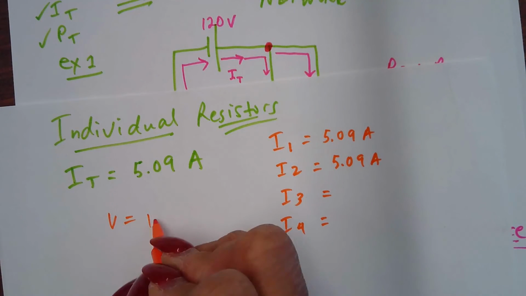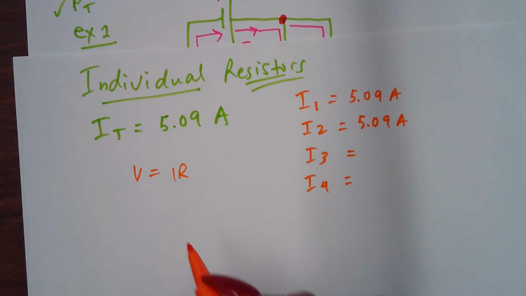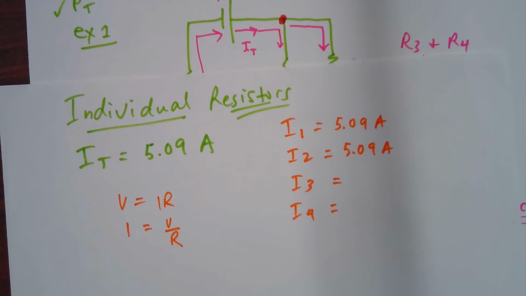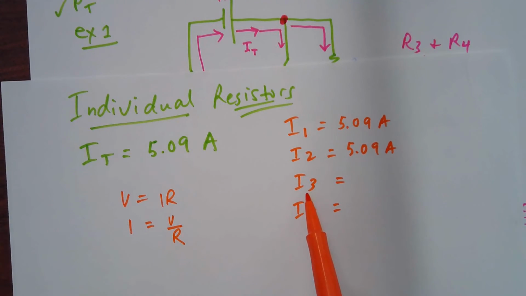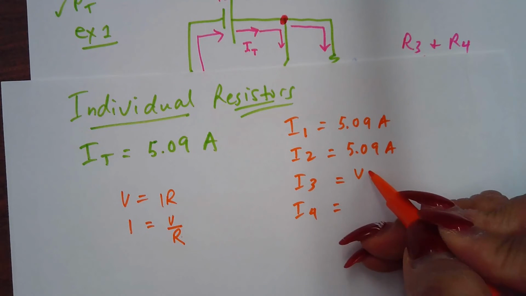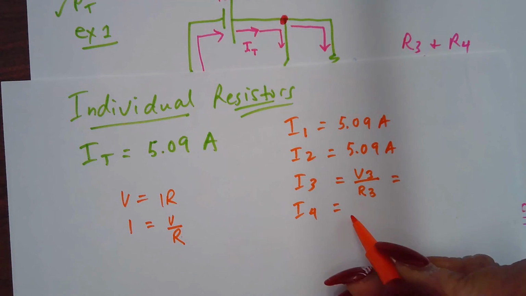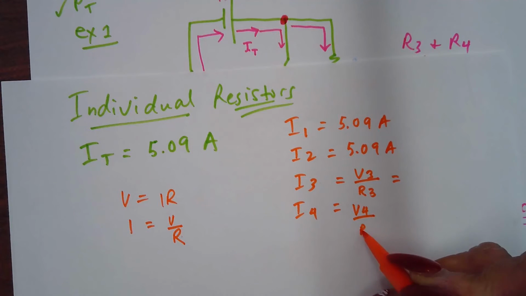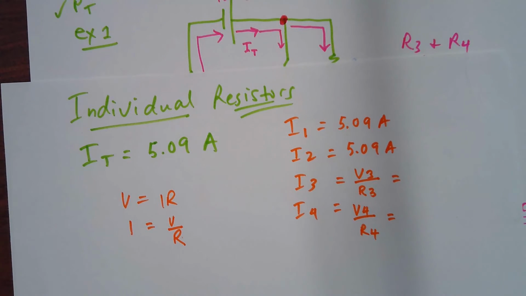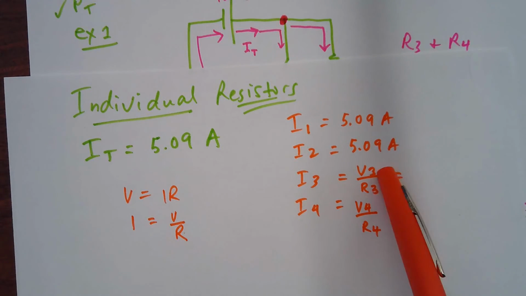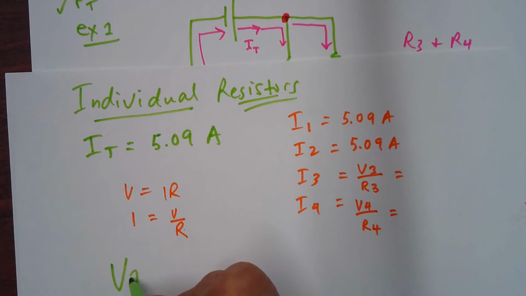So going back to Ohm's law, V equals IR. What's the formula for I? V over R, right? So how do you calculate I3? Using this formula, you go V3 over R3. Same thing with I4. You go V4 over R4. Okay, now the question becomes, what about the volts? We don't know the volts just yet. We can't do this yet because we need to know the volts. So that's the current. Let's take a look at voltage now.